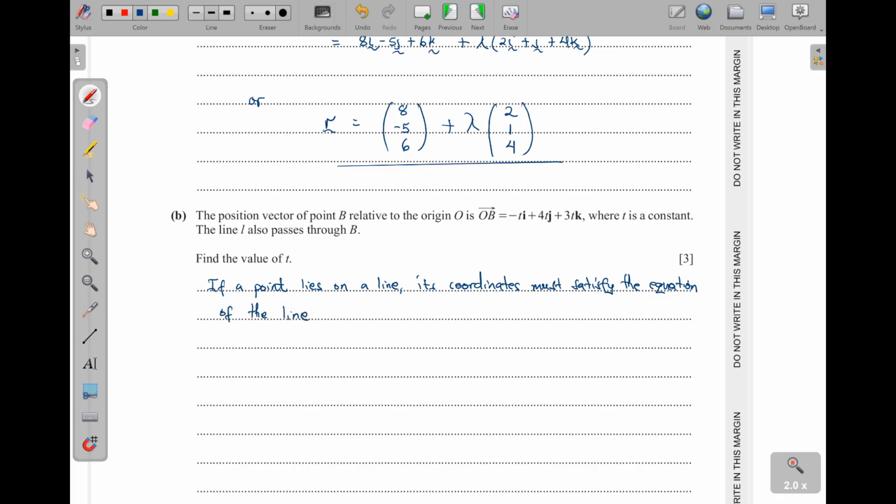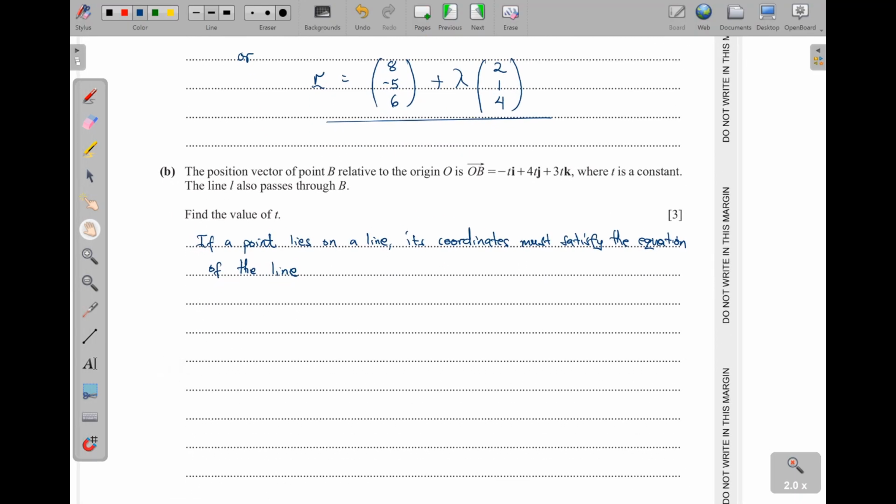Must satisfy the equation of the line. Now, I can express the equation of that line in what we call the parametric equation. So the coordinates of this line will be 8 plus 2 lambda. That's the x coordinate. The y coordinate will be negative 5 plus lambda, and then the z coordinate will be 6 plus 4 lambda.